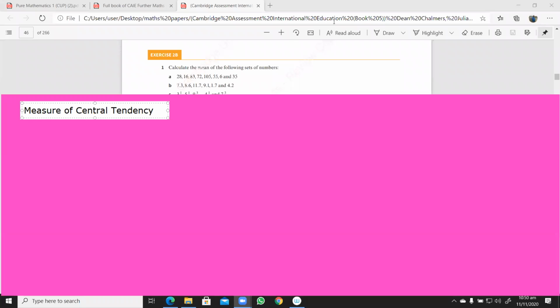Bismillahirrahmanirrahim. Okay, guys, in this lesson we'll be talking together about the measure of central tendency. And you have just told me that this is about the mean, median, and mode. Okay, this is mean, median, and mode.